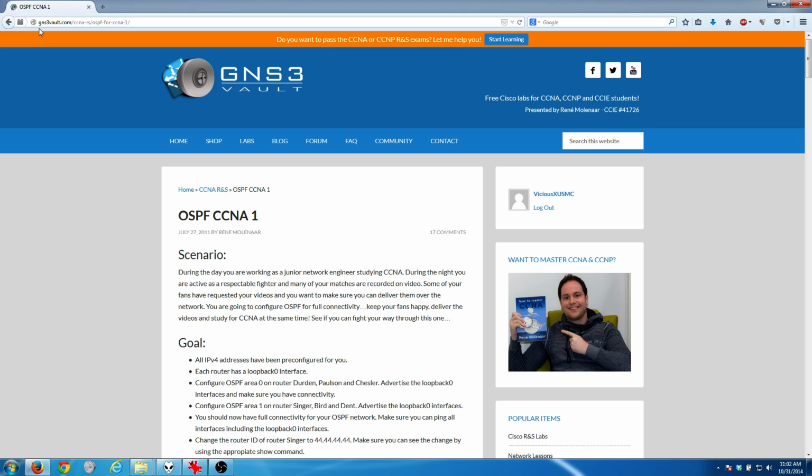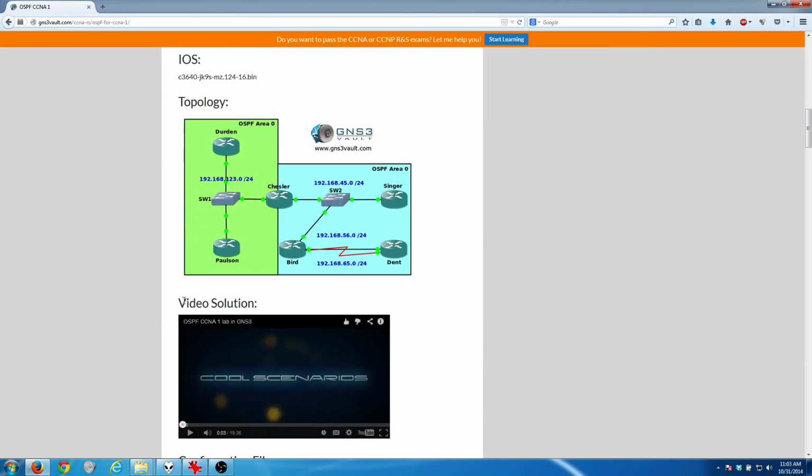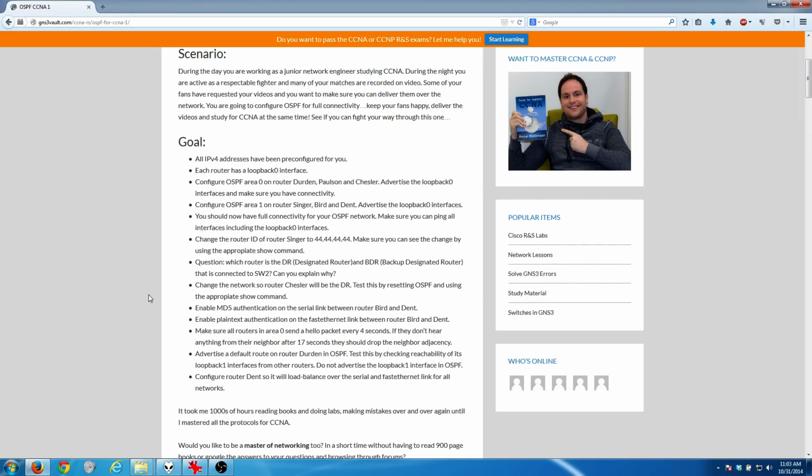So the website is GNS3Vault.com, and I'm under the labs section, under the CCNA routing and switching, and then I grab the OSPF lab. And you download the topology. You have to register for the site, but it is free. And then we're going to go through all of these goals for that lab.